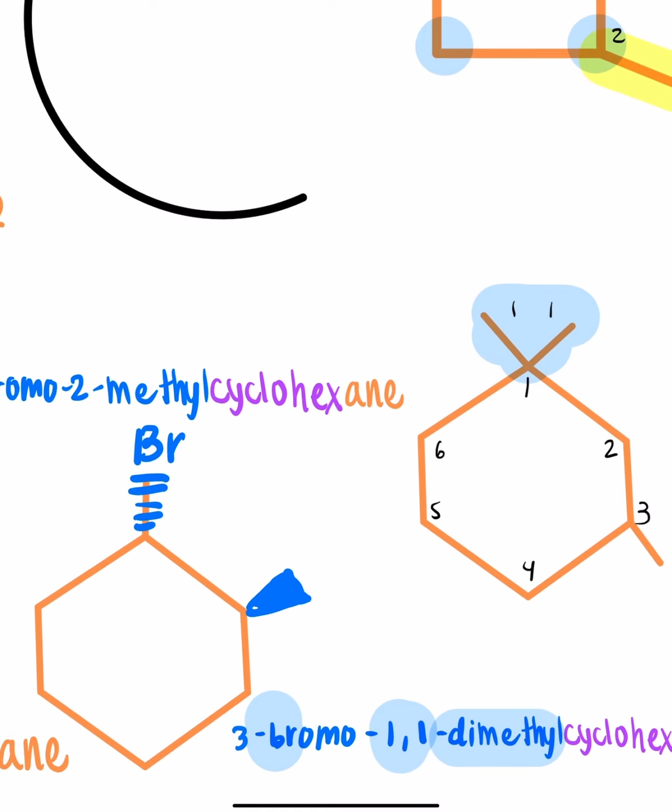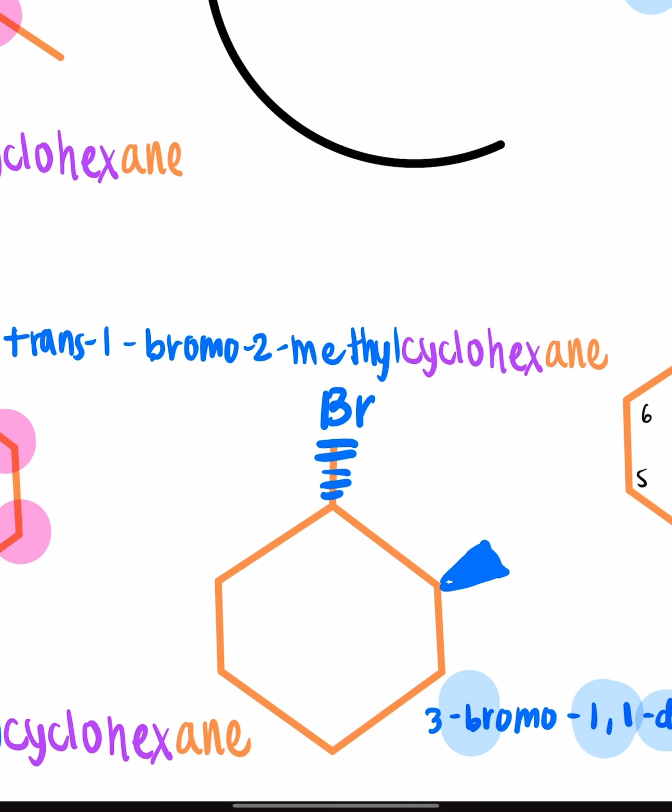And then here's another example. Again, this one is going to have priority, and it's not because it begins with a B. It's really because bromine has priority over methyl. And in naming, it just so happens to be that bromine begins with a B and methyl begins with an M. So it's trans 1-bromo-2-methyl cyclohexane. Again, you're putting trans because you're putting the orientation that it's in.